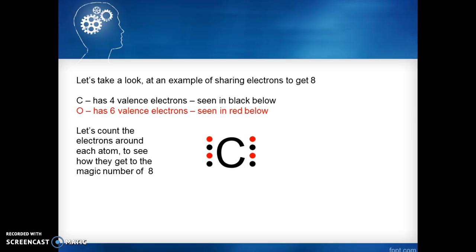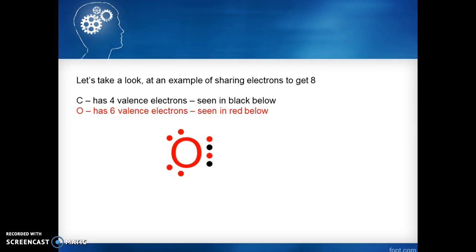Let's take a closer look. If we look at carbon, which we just isolated here, we'll see that between the 2 oxygens, we have 8 electrons. 1, 2, 3, 4 on this side, and another 4 on that side. Oxygen came with these 2 and those 2, but sharing those 2 of carbon gives it 8. Same as the other oxygen on the other side.